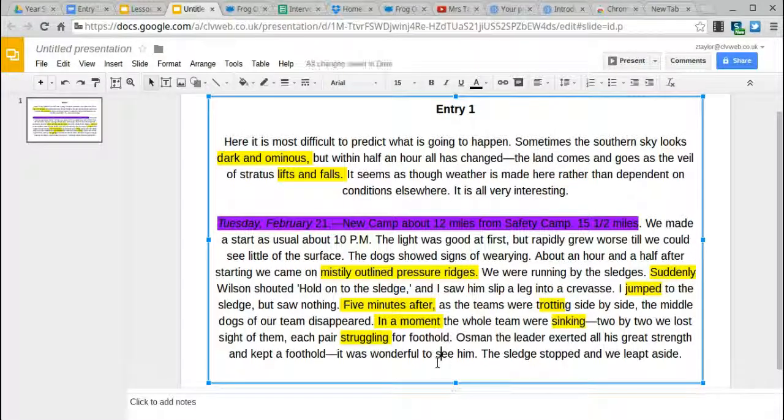Osman, the leader, exerted all his great strength and kept a foothold. It was wonderful to see him. The sledge stopped and we leapt aside.